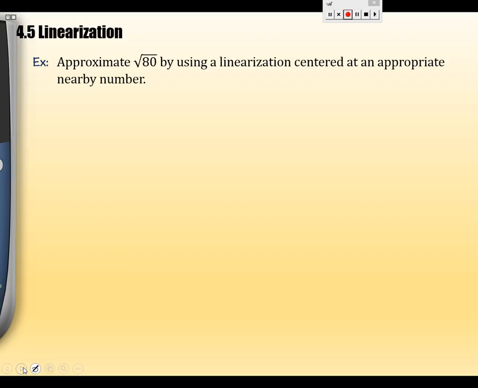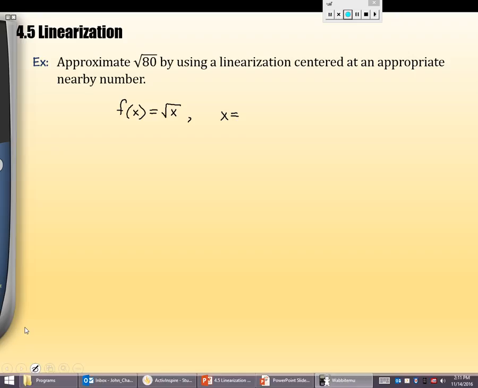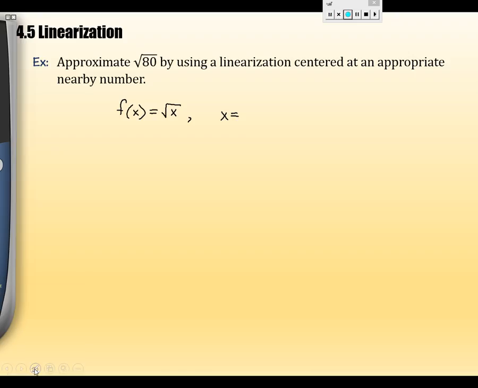This is less interesting maybe now that we have calculators to help us with this. But can we get a decent approximation for root 80? And let's center our linearization. Let's think of the function being f of x equals root x. And then at what center seems appropriate to you? Let's use the same language we've been using, a.